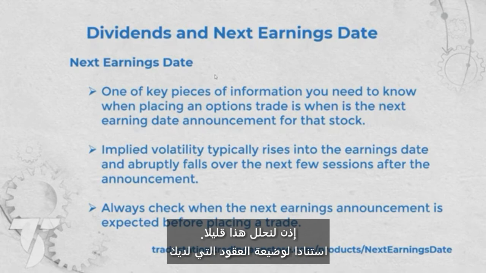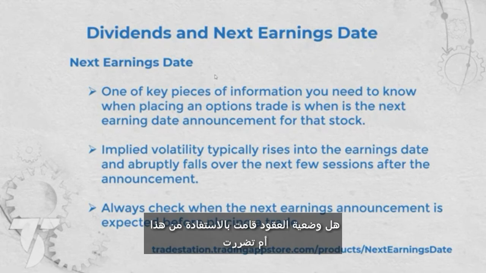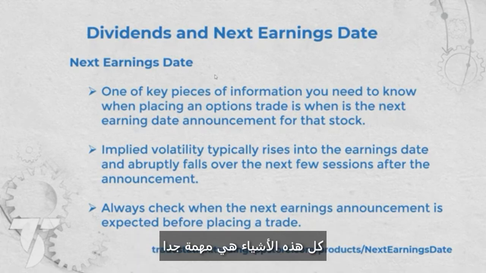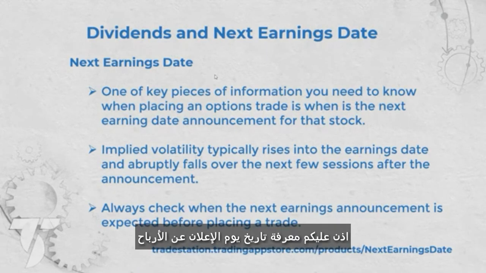So think about that for a second based on the type of option position you have on. Does your option position benefit, or does it get hurt if volatility goes up over the next 2 weeks? And what happens after that announcement? When does your options expire within that cycle? All of those things are so important. So you need to know when that next earnings date is.